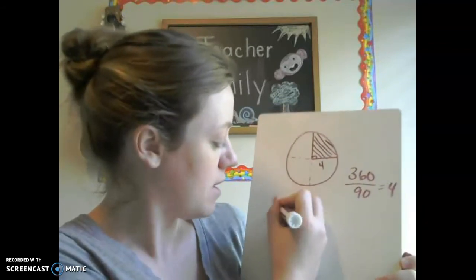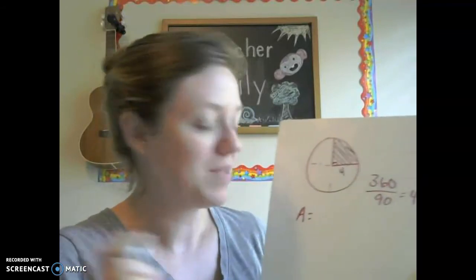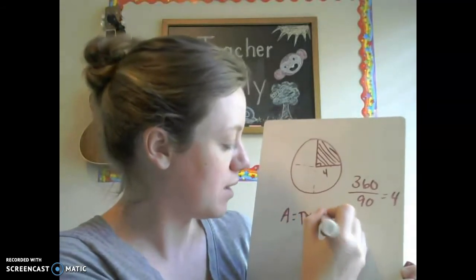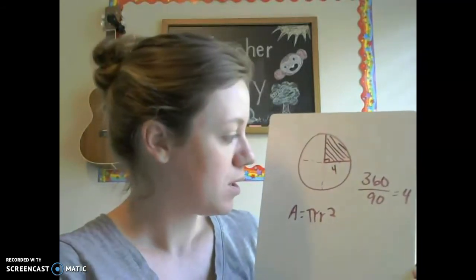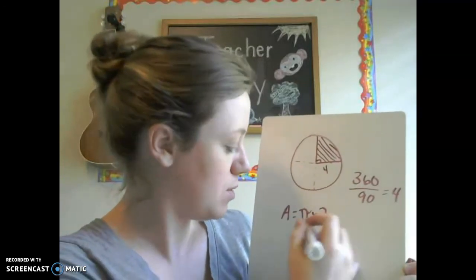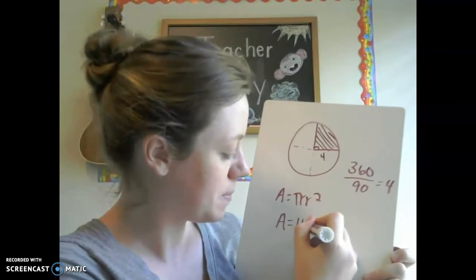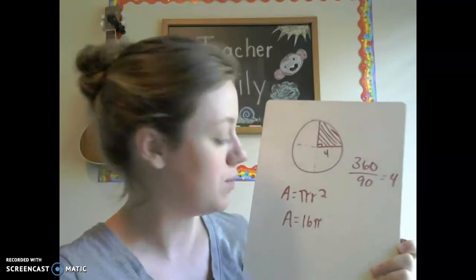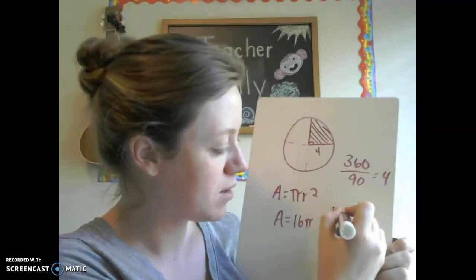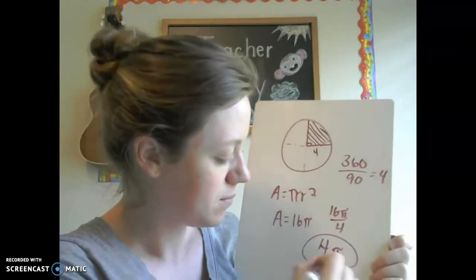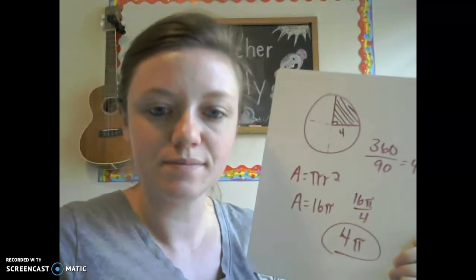So remember, area equals, oh, why do I keep doing that? I'm thinking of the area, or the perimeter. Pi r squared. R is 4, and 4 squared is 16. So the area of the entire circle is 16 pi. But we need to take that divided by 4 because we only need 1/4 of that area. We don't need the whole thing. So 16 pi divided by 4 is 4 pi. And that's our answer.